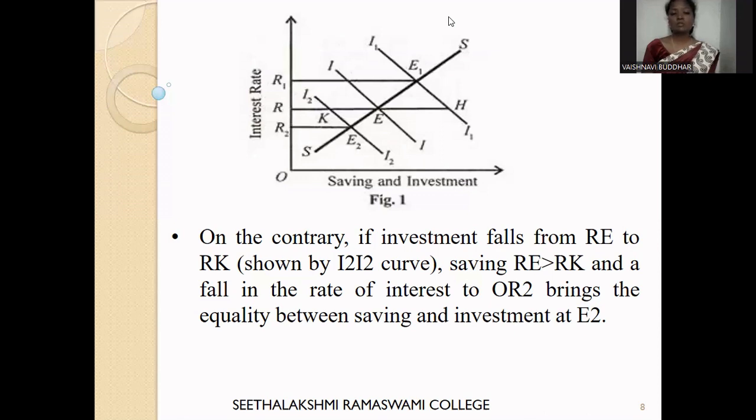If we want to reach the original equilibrium level, we have to increase the investment level. To increase the investment, we have to reduce the rate of interest. So at point OR2, the new rate of interest, saving is greater than investment, which means RE is greater than RK.